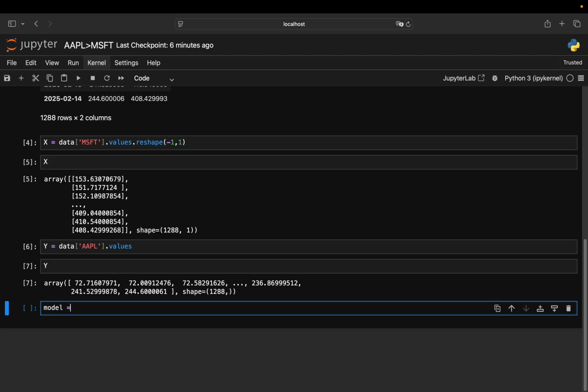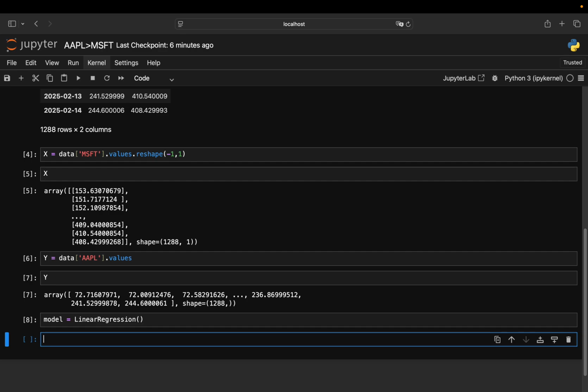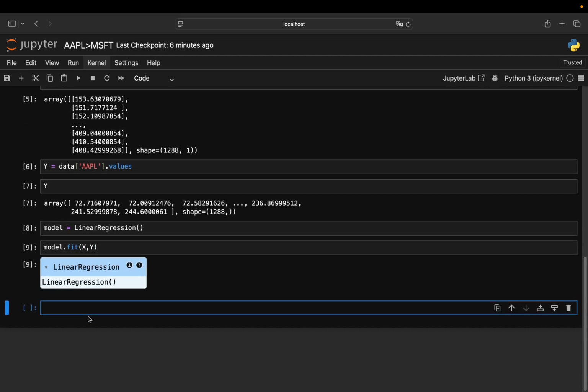So we define the model we want to apply, and that is simply the linear regression model, which we have imported above here. So we got a model, and then we want to fit this model to our independent and our dependent variables, which we have just defined, X and Y. And then we get the feedback model has been fit here.